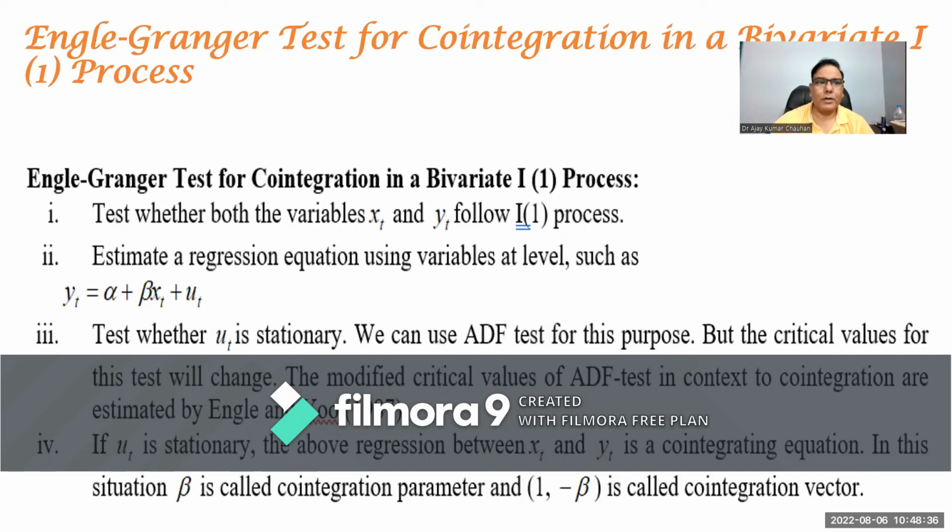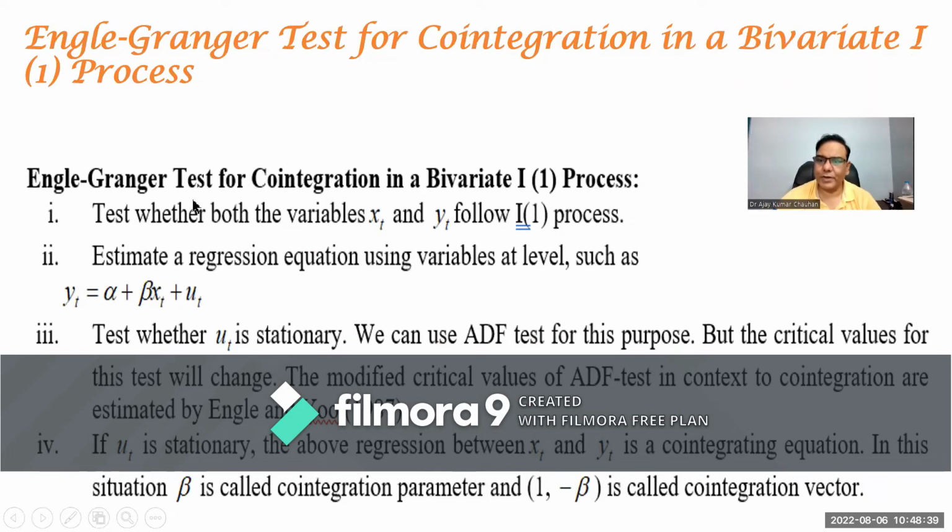Okay, so there are two tests of doing it. Initially we have the Engle-Granger test. They initially gave this test. Let me explain that very easy test. First, number one, there are 4 steps. Test whether both the variables follow the I(1) process. So first of all, we have to apply the unit root, and we have to check whether both are non-stationary or stationary. So we have to confirm that both the series are non-stationary in nature.